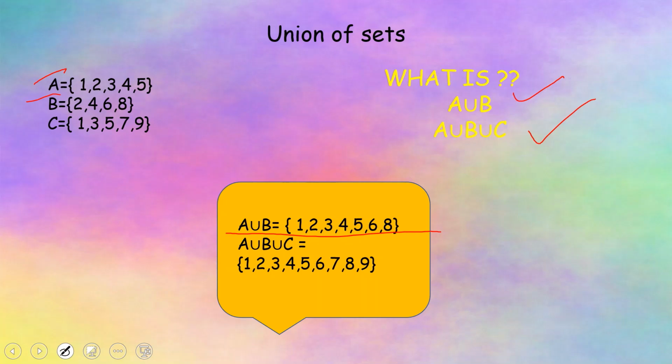Now let us look at A union B union C. Now we will see the union of all three. When you observe keenly, you get a set thus: 1, 2, 3, 4, 5, 6, 7, 8, 9. What does this mean? 2 and 4 are already common, and in A and C, 3 is common, 5 is common. So we write them down a single time.